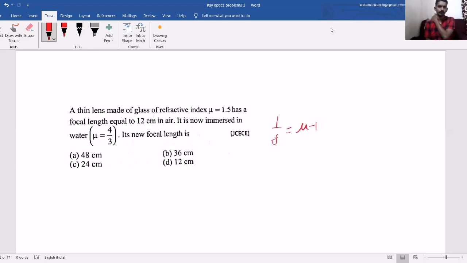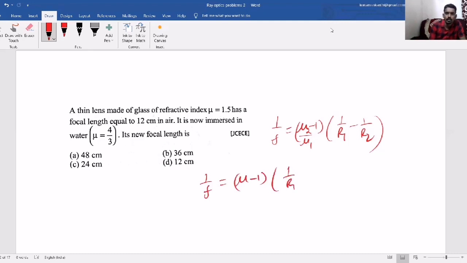So 1 by f equal to mu minus 1 by R1 minus 1 by R2. Or else mu 2 by mu 1 is the general formula, but in air mu 1 is 1. So 1 by F equal to mu minus 1 into 1 by R1 minus 1 by R2, where the mu 2 value is mu, that is the refractive index of the material of the lens, that is 1.5. And in the first case, the F value is 12 centimeter.